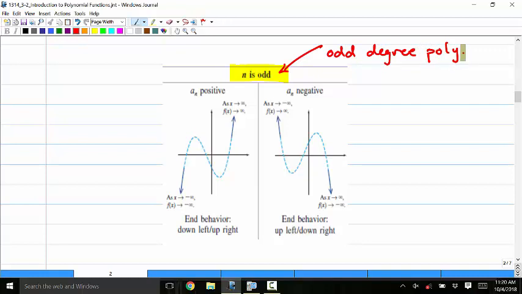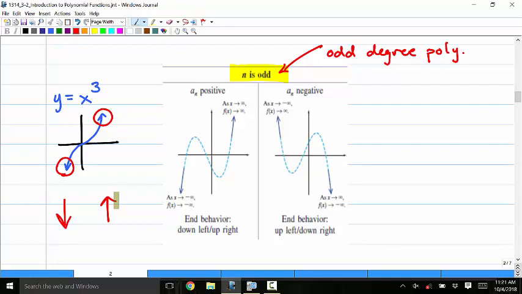Give me an example that we've talked about as a parent function. Y equals x cubed. Okay, so what if you have y equals x cubed? Do you agree that the number out front, the leading coefficient, is positive? It's positive 1, right? What does x cubed look like? Everybody with your arms, you go like that. Okay, end behavior is down, up.